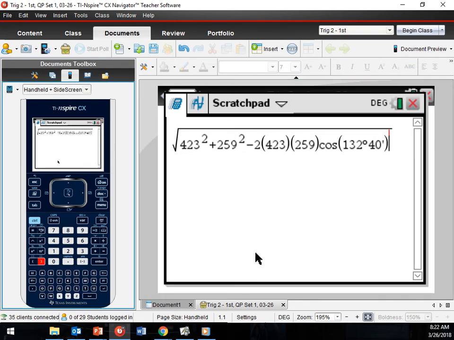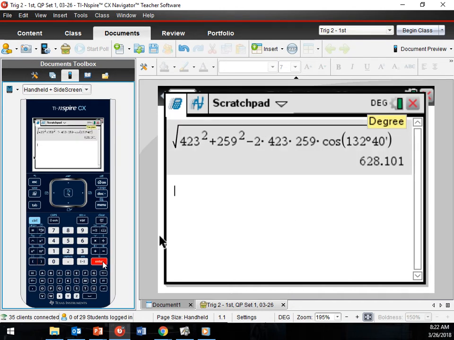All right, that looks fine, right? Okay, what do I do when I pick up that calculator? Make sure it's in degrees. In degrees, that's important. So I get 628.1.